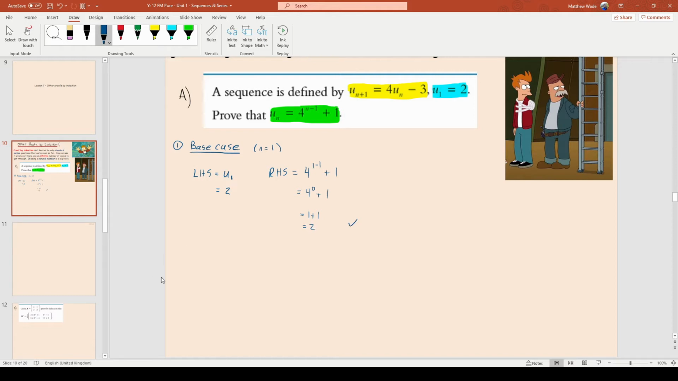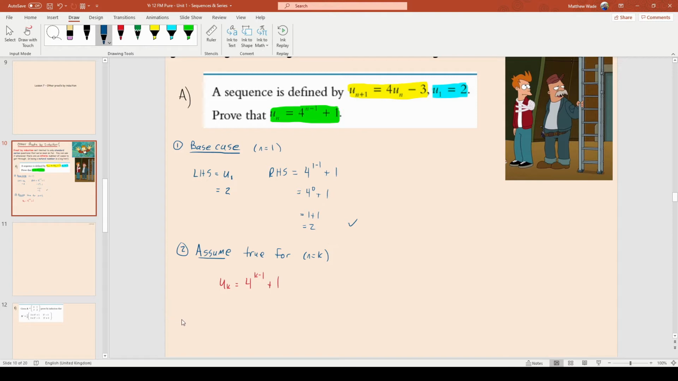What's the next step? The most important step of all. That's right, you assume that it's true for n equals k. Presume that it's true for n equals k. Because if that were the case, it would mean that u to the k is equal to 4 to the k minus 1, plus 1. So if that's true, then that's the case.